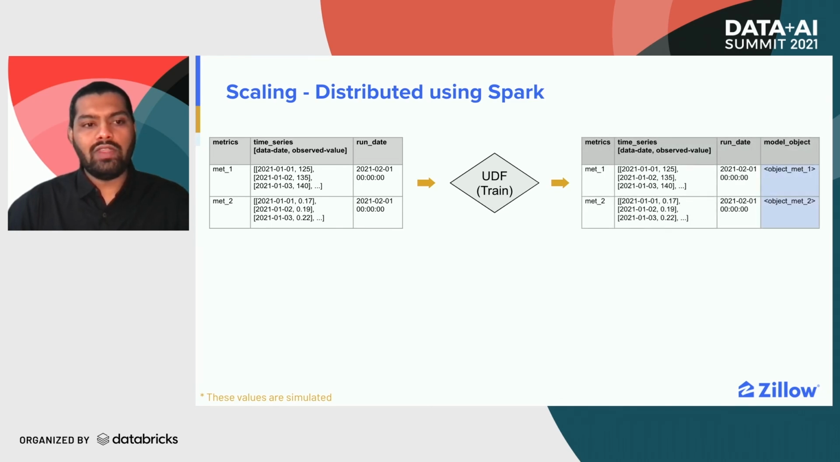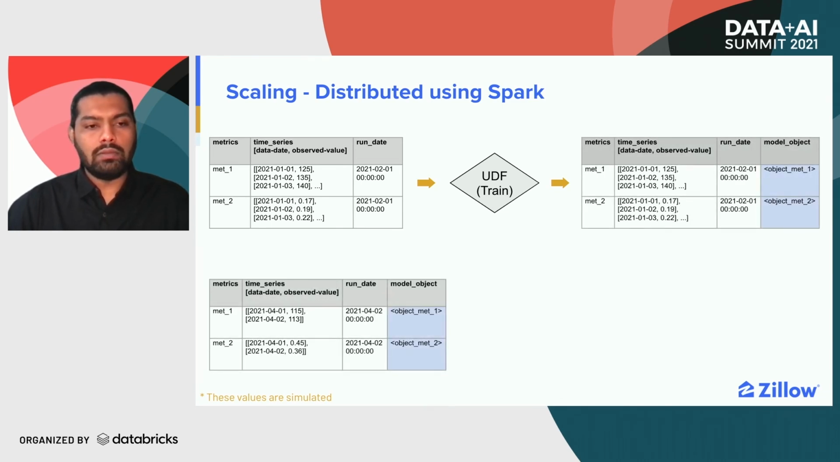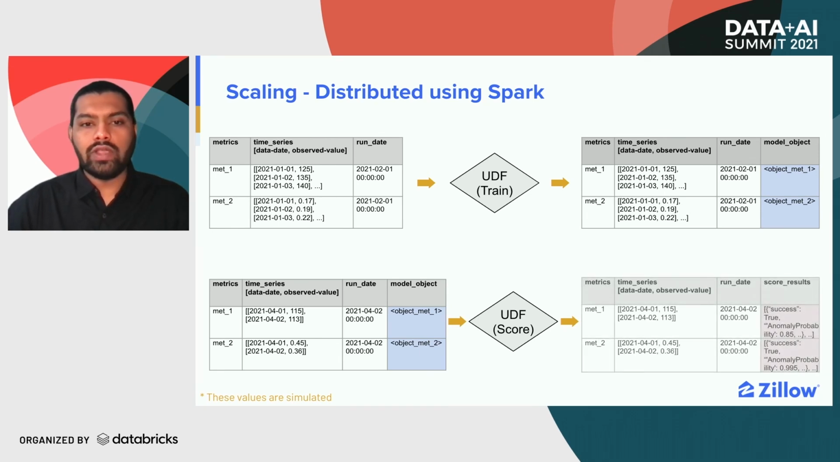During the scoring part, we again pull the newer data points that need to be scored. So in this case, you see the time series column has 4.1 and 4.2 with some newer data points that need to be scored. We pull the relevant model object that was stored in our database for those specific metrics. And then again, for the scoring, we do a UDF using our open source functions to score. And the scoring then generates the scoring results for each of these metrics for each of the data points that were observed. And then you can use the scoring results to do all your downstream processes.